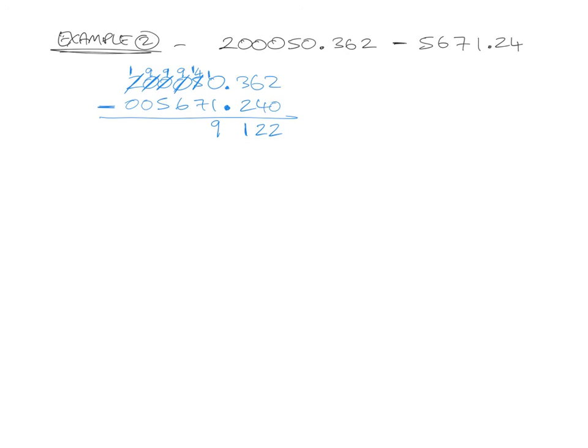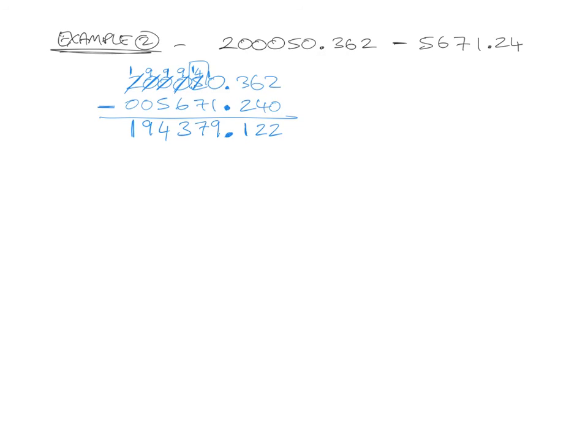So 10 take 1 is 9. Here we have 14. 14 take 7 is 7. This number is 9 now. 9 take 6 is 3. 9 take 5 is 4. 9 take 0 is 9. 1 take 0 is 1. And lastly, the decimal points in the answer line up with the numbers being subtracted.